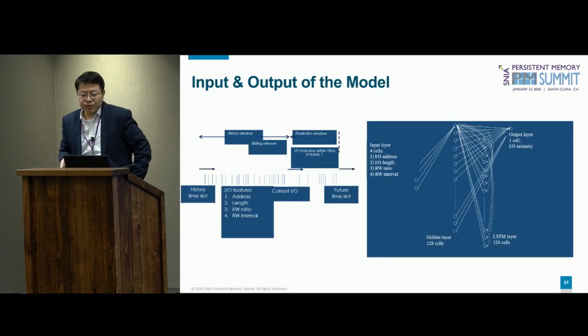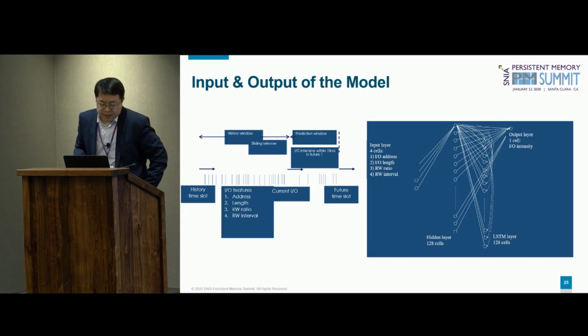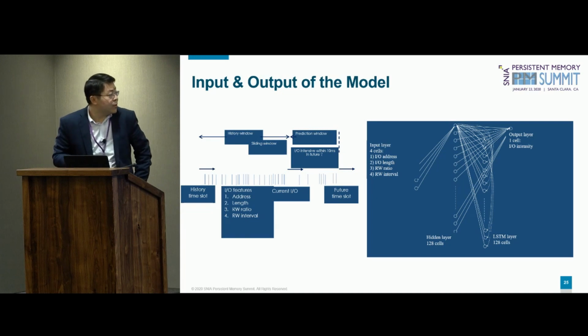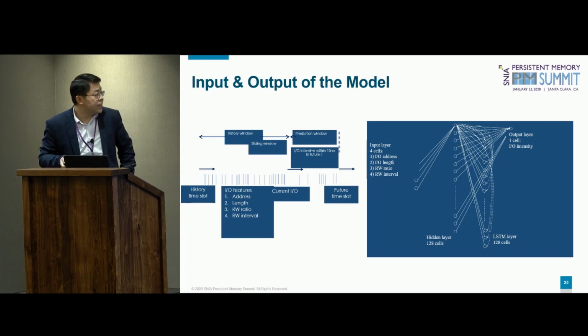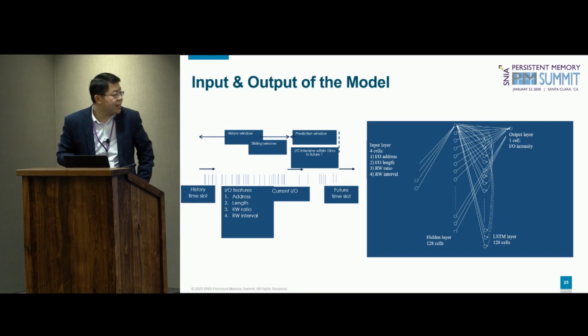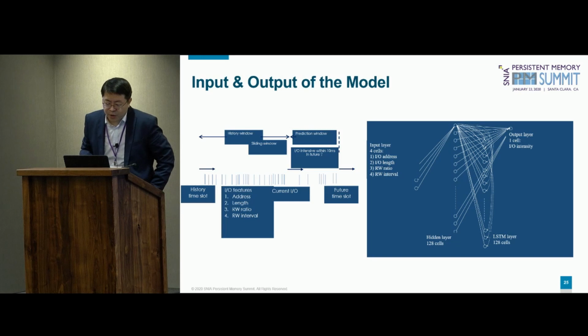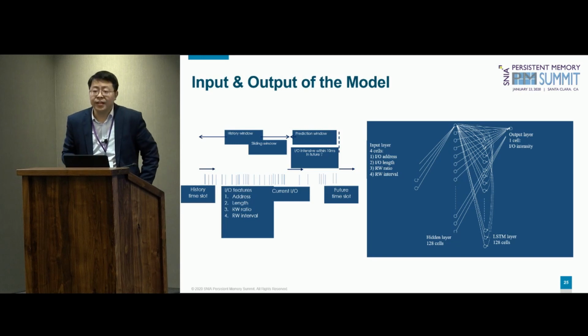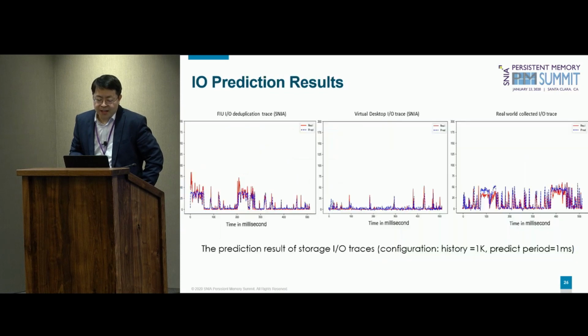And in our proposed model, the input layer, we have 4 cells, which are the I/O address, the length, the read-write ratio, and the read-write interval. And the output has 1 cell, which is I/O intensity. That is the output we want. And we implemented the FPGA-based SSD, and we got very good results.